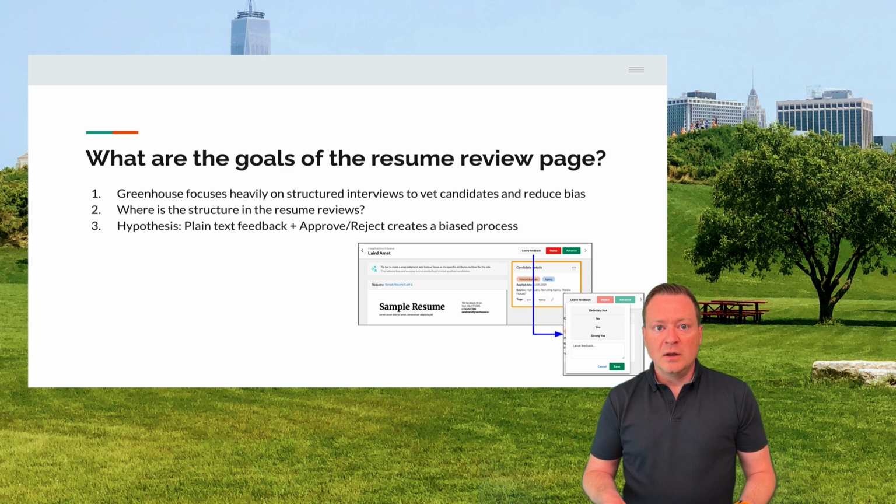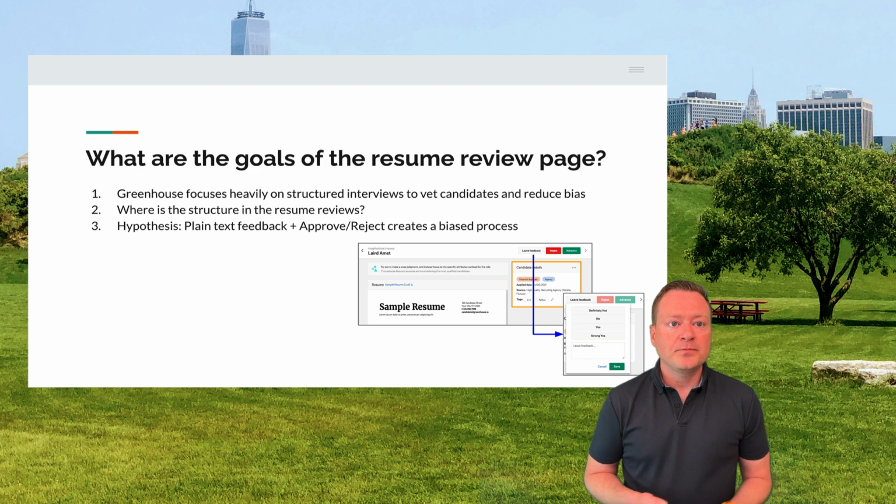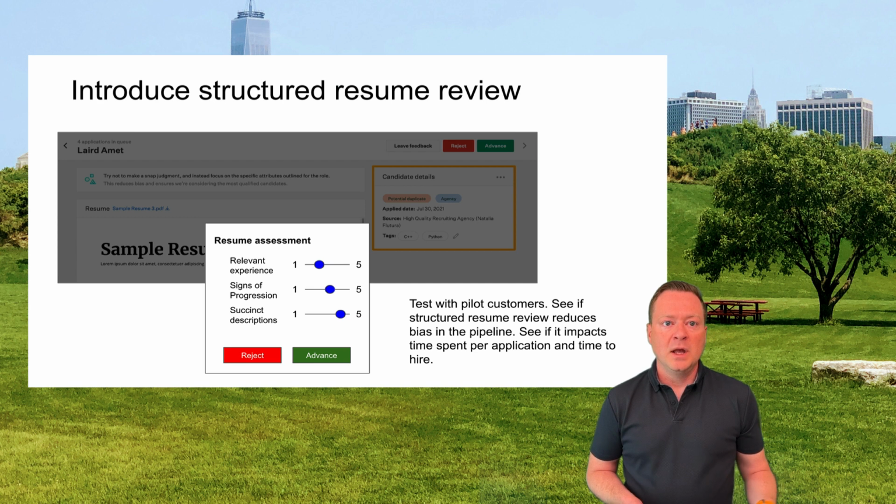However, at the resume stage, there's no criteria here. It's just yes or no. And so that's really subject to creating bias. And I think that we should put structure in here. My hypothesis is that just plain text feedback and approve reject is creating a big problem. And so I am recommending, and this is my design, not the current state of Greenhouse, to add criteria to the resume review where you can just grade on a slider 1 to 5 and look at things like relevant experience or signs of progression, whatever it is you're looking for in your resumes. Each company could create their own criteria, but create criteria, grade it, and then advance it.